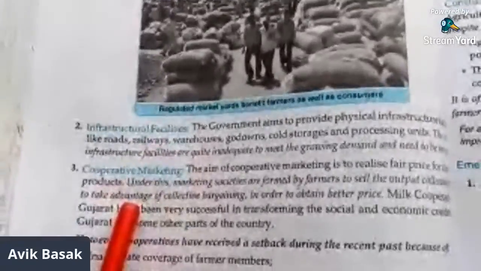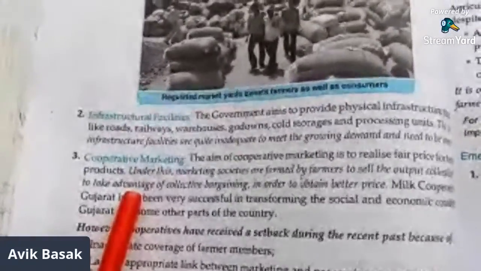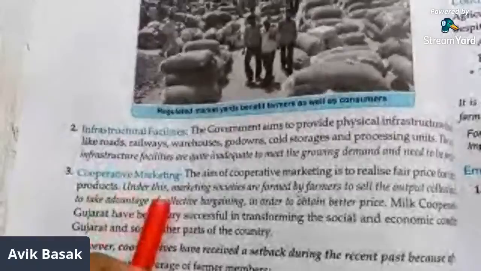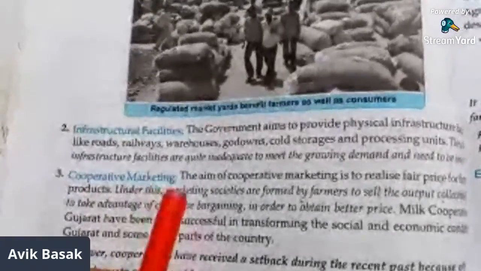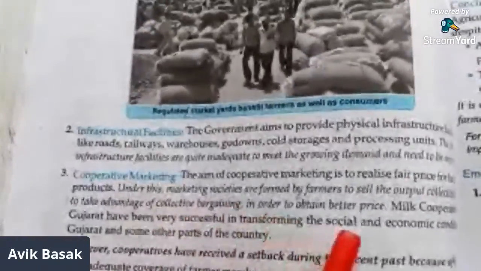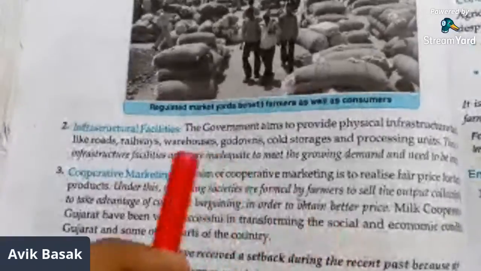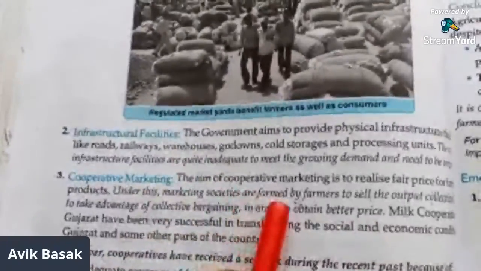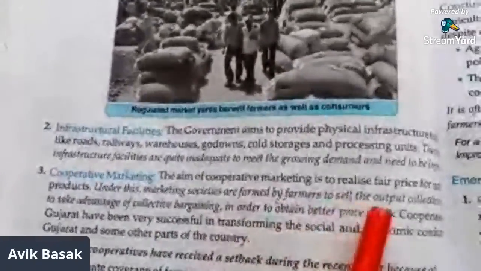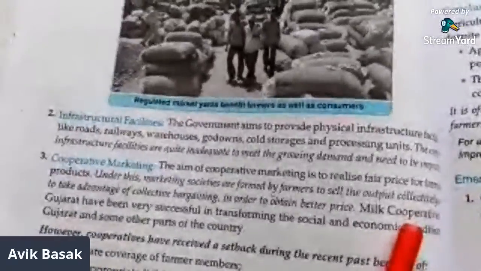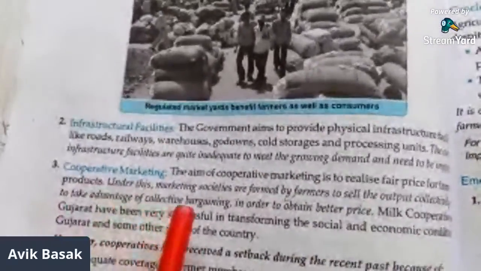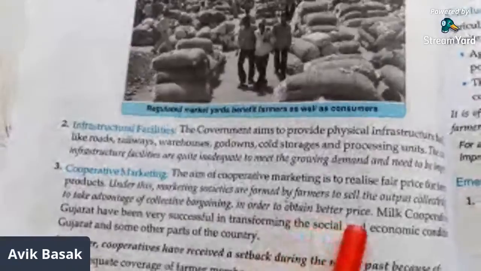Cooperative marketing. Cooperative marketing means it should be seen that the farmers are able to sell their goods at a better price. Under this marketing, societies are formed by farmers to sell the output collectively and to take advantage of collective bargaining in order to obtain a better price.